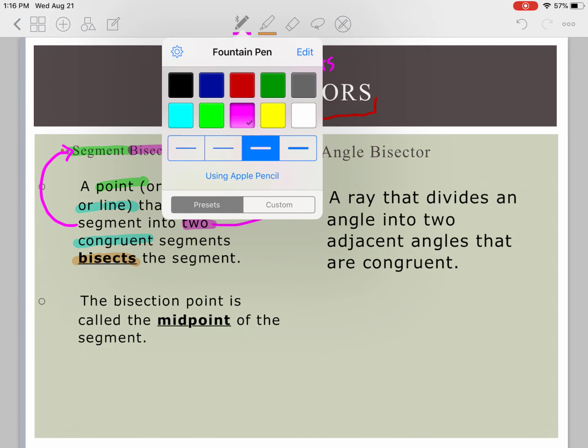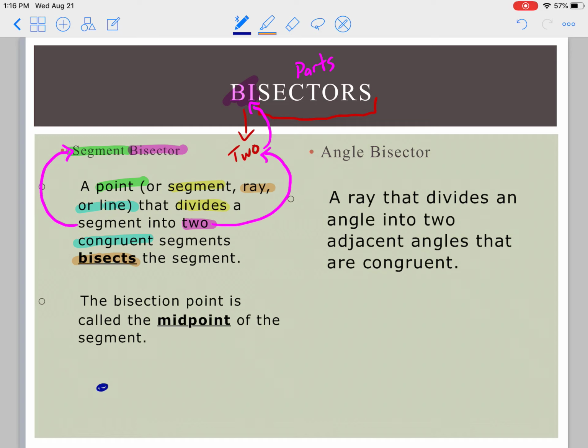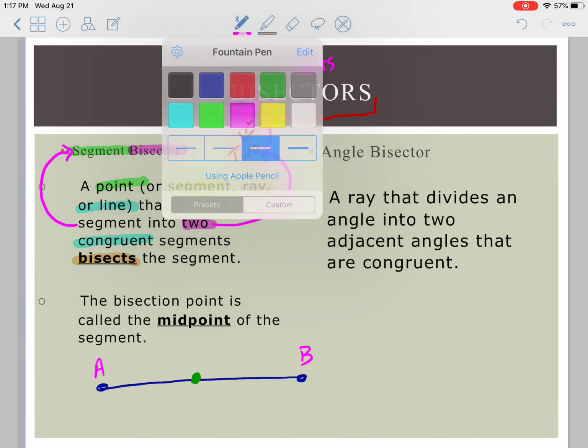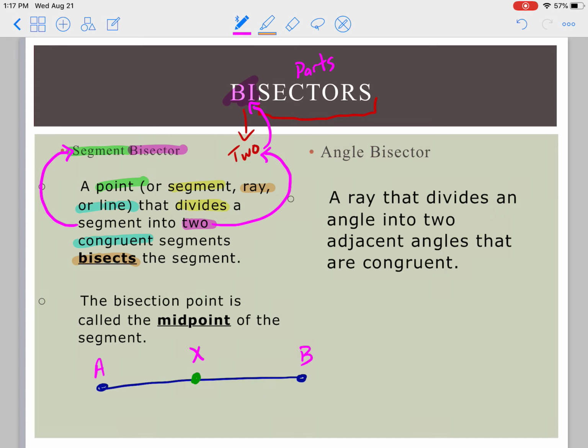I'm going to draw this because there was a lot that went into that. So if I have a segment, I have to start with a segment. Reason being, we're working with segment bisectors. So here's my segment. I'm going to call this segment AB. Now the definition says that I have a point, so I'm going to use a point. Now this green point, I could just as easily make it a segment, a ray, or a line. I'm going to use a point because that's the first word in the definition that we're working with. This point, I'm just going to call it point X, okay?